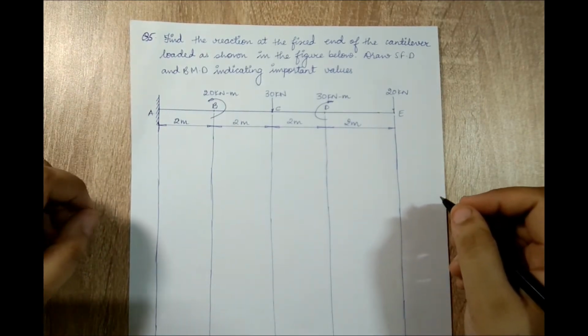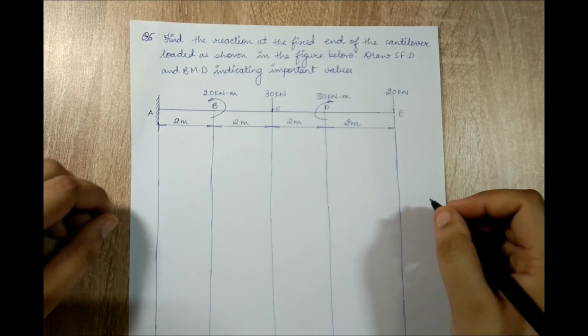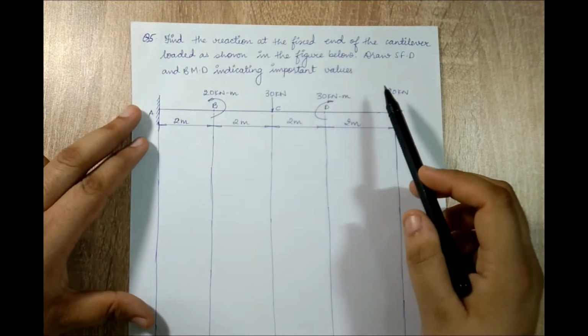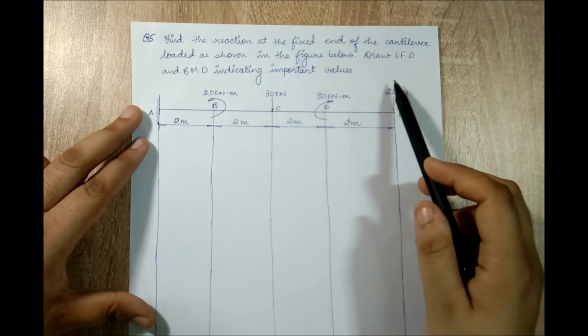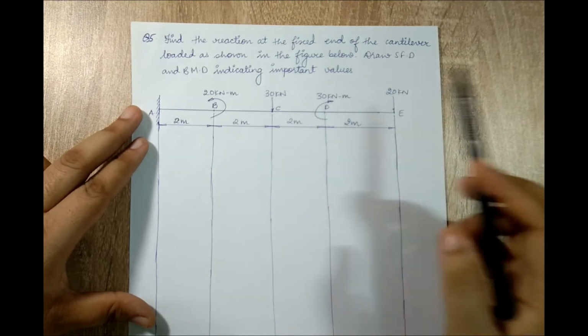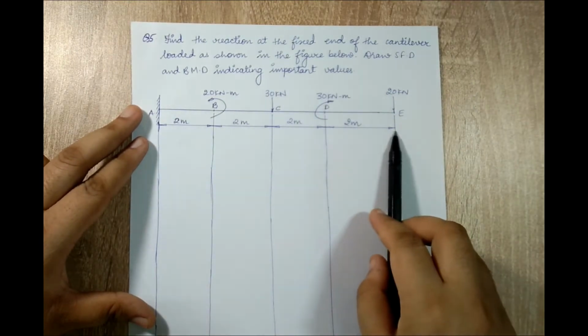Session of strength of materials. I'll solve question 5 of SFD and BMD. Find the reaction at the fixed end of the cantilever loaded as shown in the figure below. Draw SFD and BMD indicating important values. End A is fixed and this is a cantilever beam.